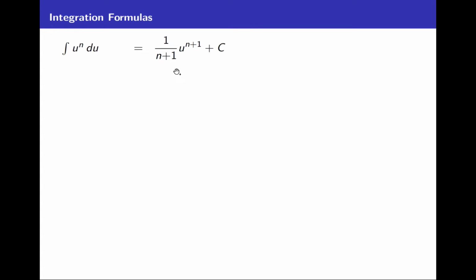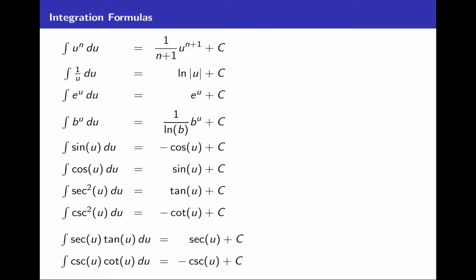So the formula now reads the integral of u to the power of n du equals 1 over n plus 1, u to the power of n plus 1, plus c. It's the same formula, we're just using a different variable. And we'll do this for all of our integration rules. For instance, the integral of e to the u du is e to the u plus c. The integral of cosine u du is sine of u plus c, and so on.